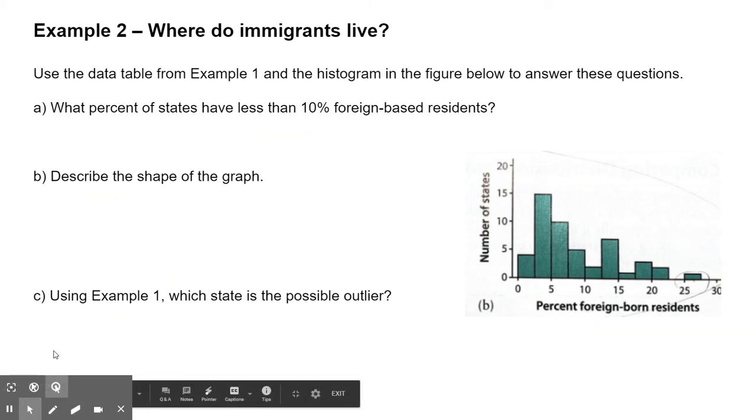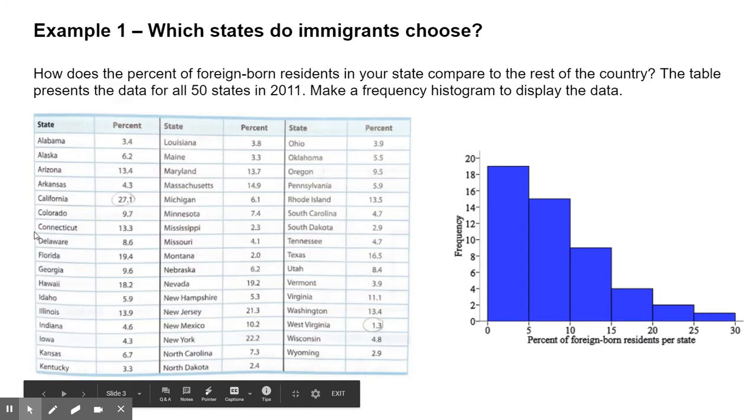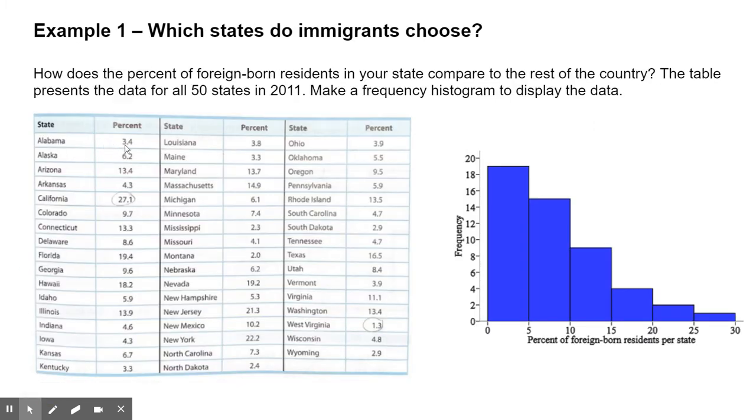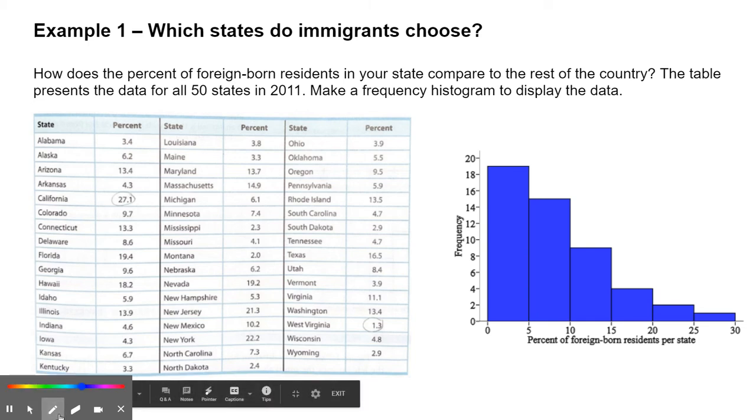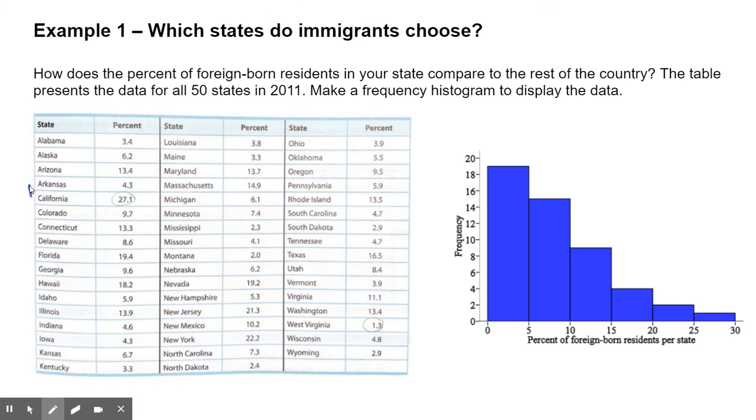So I will go back with you once I can do it. Yeah, here you go. Okay, and I'm looking for between 25 and 27.5, and look right there. So this would be the answer to part C of example 2. 27.1% is the state of California. Excellent. All right, there's objective 2. Objective 3 is coming right now.